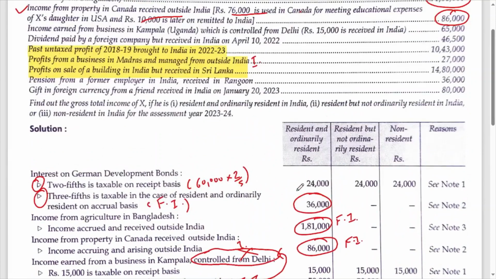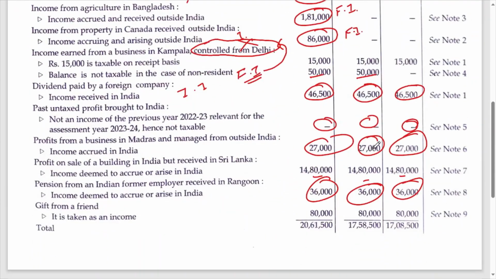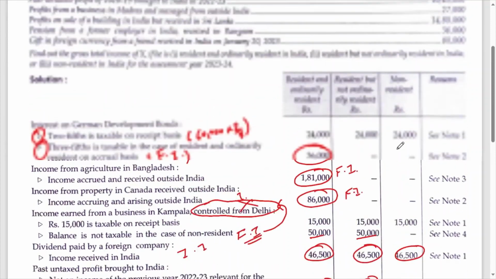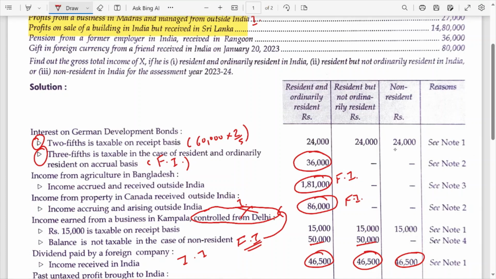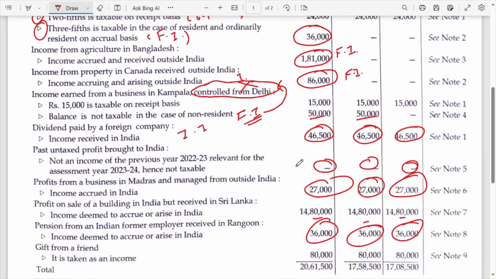Now this question can be asked in the exam. What you have to do is make the total of each and every category. You have to write down the title of the question in a proper way. Computation of total income of X, if he is a resident and ordinary resident in India, resident but not ordinary resident in India, and non-resident in India for the assessment year 2023-24. You have to write down this title in full, don't write it in short. You have to write down rupees also. This question can be asked in 7 marks, 8 marks or 10 marks. So you have to understand this, the concept understanding is required to do this sum. It is a very easy sum.